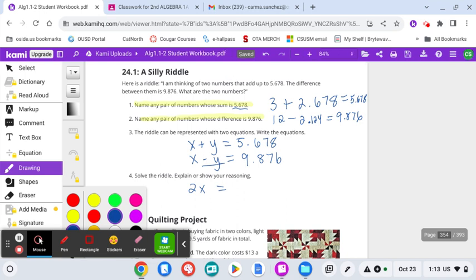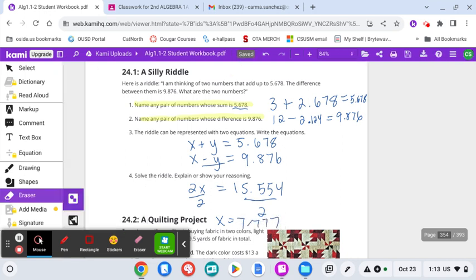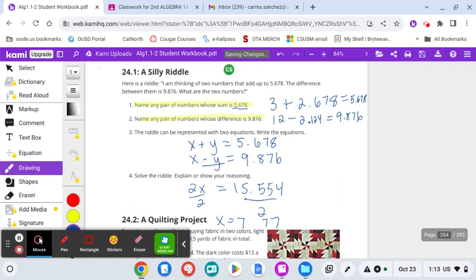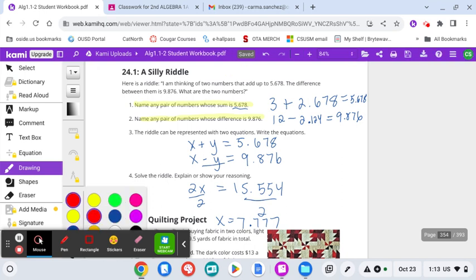I'm getting 15.554. How'd you do? And then we divide that by 2. We get 7.777. And then we have to plug that back in to get the y.